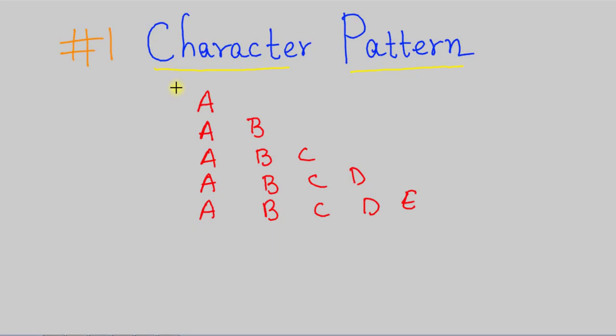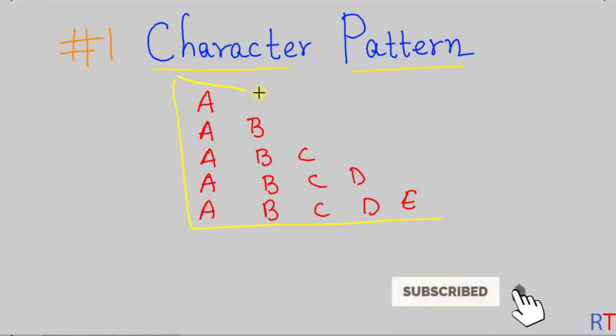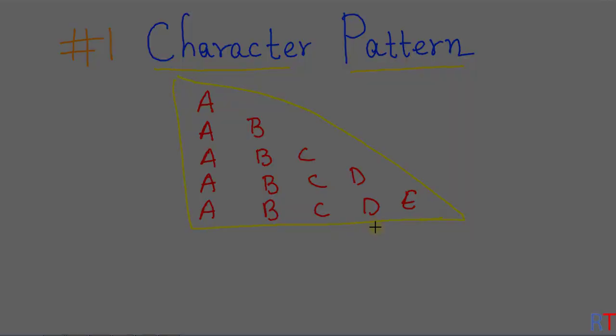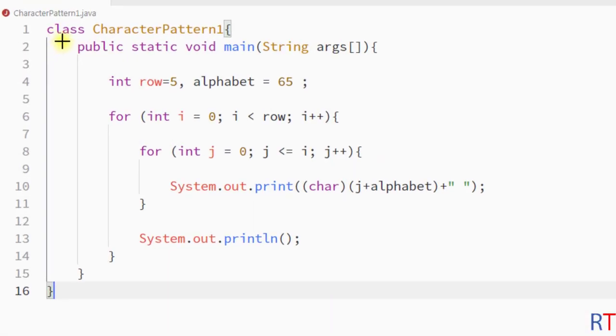So in this example program, we are going to see how we can print this right triangular alphabetic pattern onto the console. So in this example program, we have one class called character pattern, and inside the main method we have one integer variable row. This will hold the number of rows our pattern is going to print.